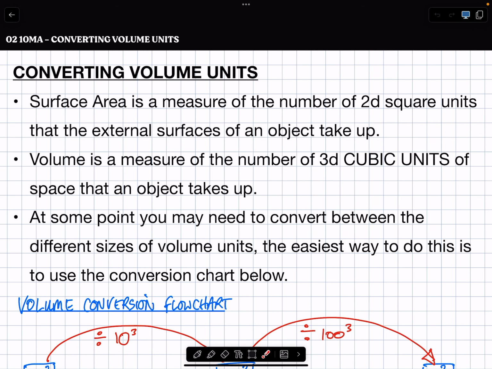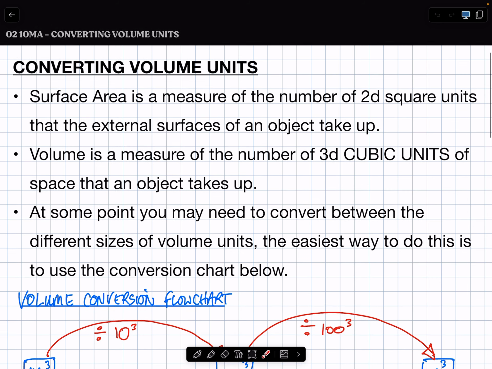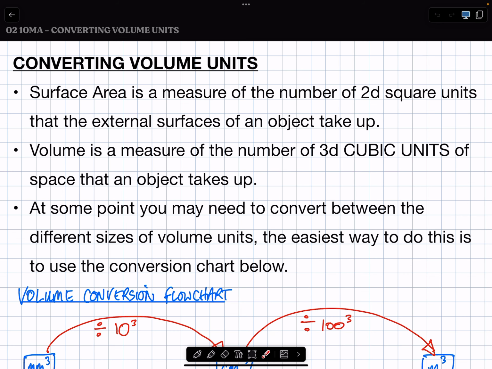This is really quick. It's literally a flow chart. So you're going to need to convert between volume units for this assignment. You're not being tested on this content. It's an assignment, so you have time.